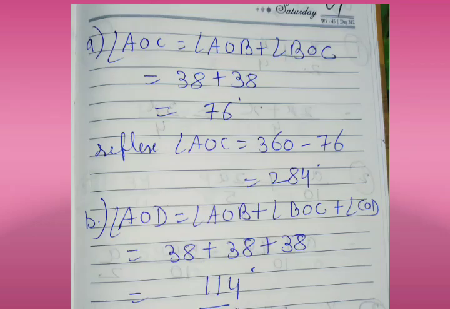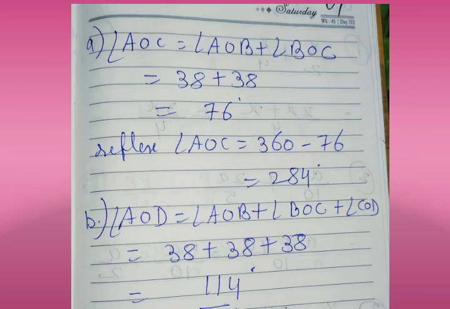So AOC will be equal to what? First we will find out AOC, then only we can find out the reflex AOC. Clear? So AOC is equal to AOB plus BOC, and AOB is 38 degree, BOC is also 38 degree. It is given in the question. So this will be equal to 76 degree. Now reflex AOC, again we will subtract 76 from which number? Yes, 360. Clear? So 360 minus 76, this is equal to 284.